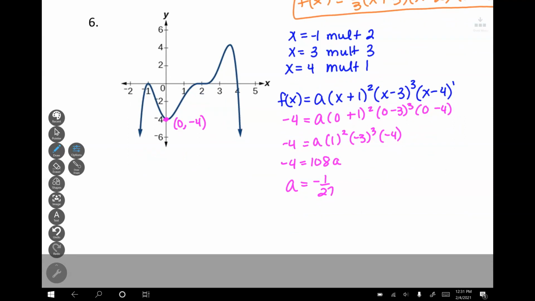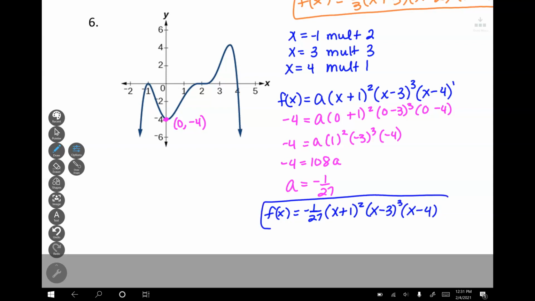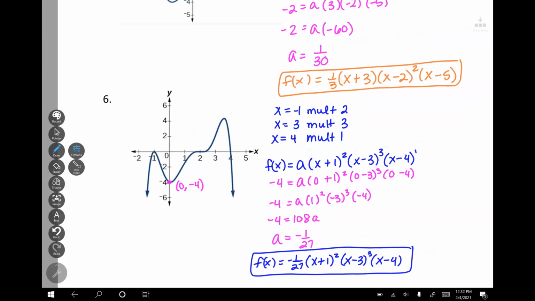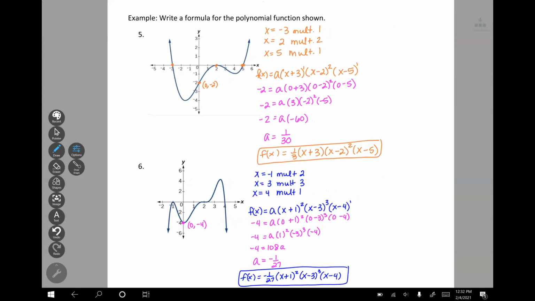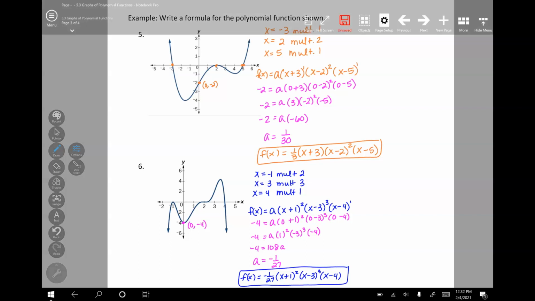All right, so we will plug that a back in and we will have our polynomial function written in factored form. -1/27 x plus 1 squared x minus 3 cubed x minus 4 to the power of 1. And that's how you write the polynomial given the graph. So you're going to use those x-intercepts along with the multiplicities, and then also solve for that stretch factor by plugging a point in.